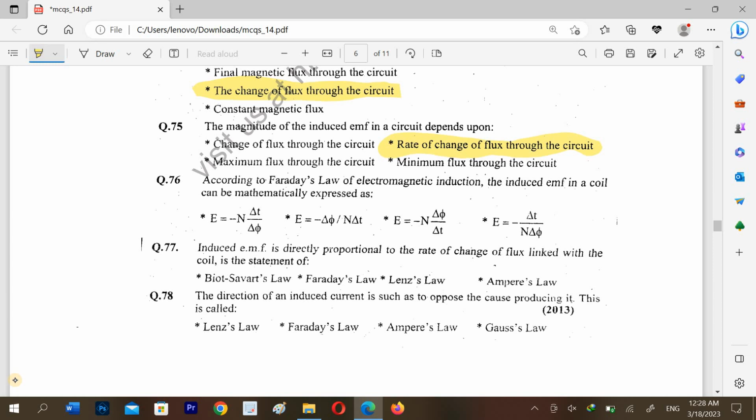According to Faraday's laws of electromagnetic induction, the induced EMF in a coil can be mathematically expressed as E is equal to minus n dφ/dt. This is the answer. Induced EMF is directly proportional to the rate of change of flux linked with the coil, which is the statement of Faraday's law.